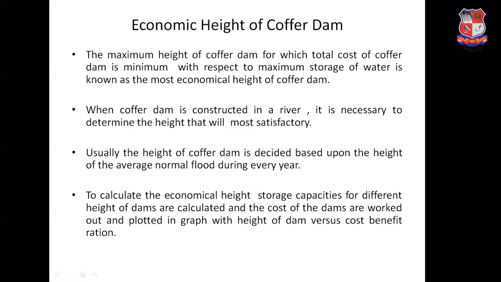So when the cofferdam is constructed in a river, it is necessary to determine the height that will be most satisfactory. Usually the height of a cofferdam is decided based upon the height of the average normal flood during every year. To calculate the economical height, storage capacities for the different heights of the dams are calculated, and the costs of the dams are worked out and plotted in a graph with the height of the dam versus the cost benefit ratio.